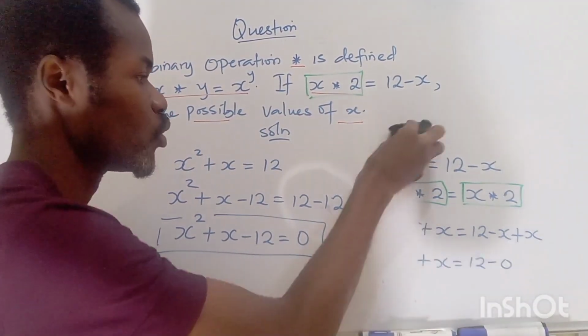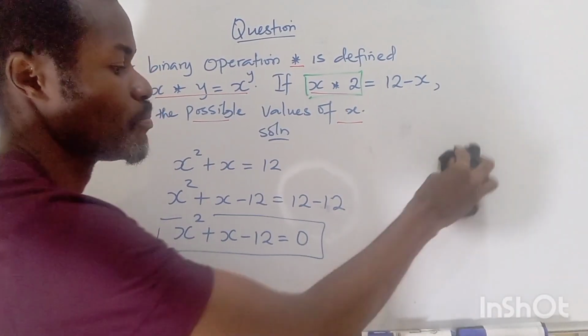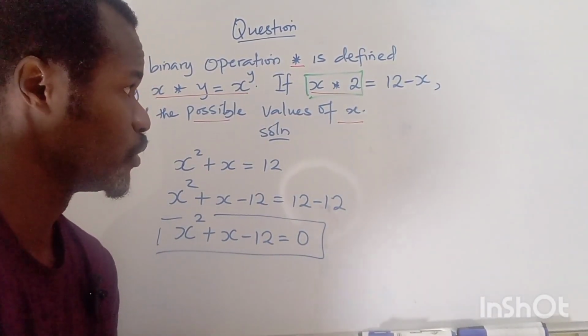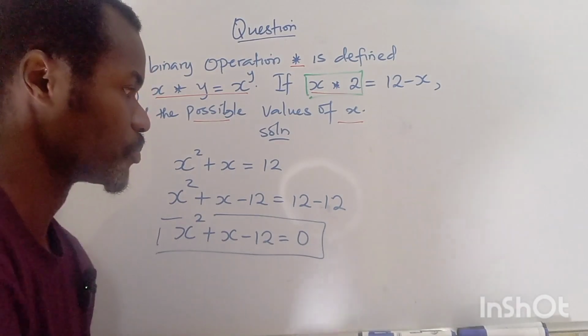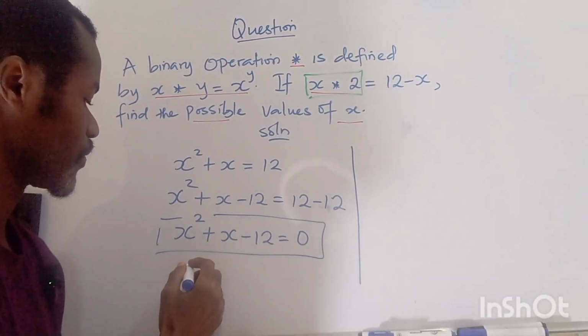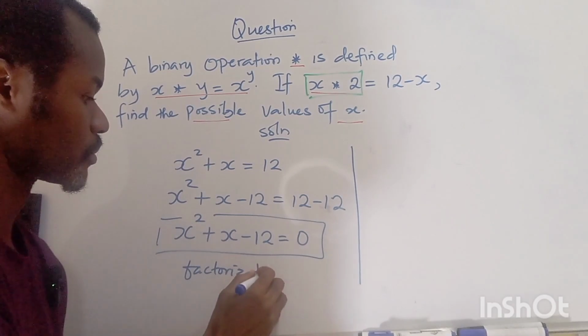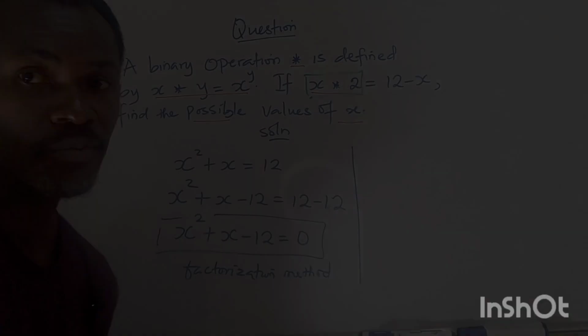Now that we've gotten a quadratic equation, we can apply the various methods of solving quadratic equations to find the possible values of x. And in this, I'm going to check for the factorization method. So let's apply the factorization method.